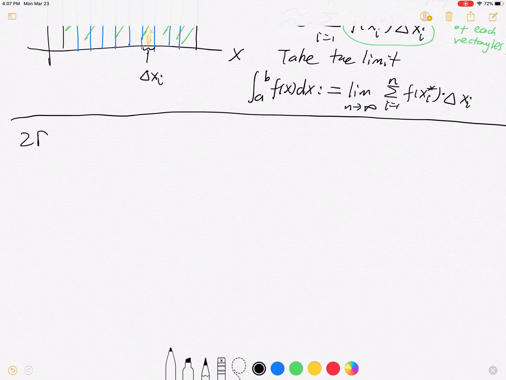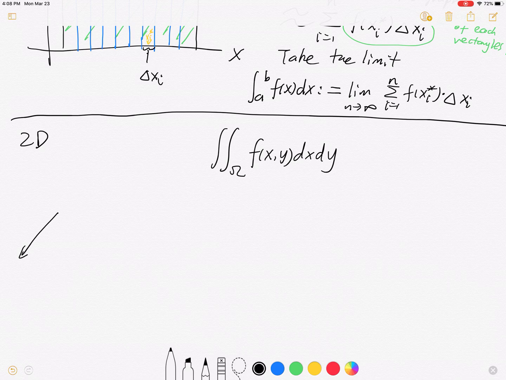Okay, and similarly in 2D, suppose we want to generalize the integral, then naturally we can write down this. Suppose you have a function over a region and you want to attach something similar to the integral to this situation. Then on the geometric side, you can draw a graph.